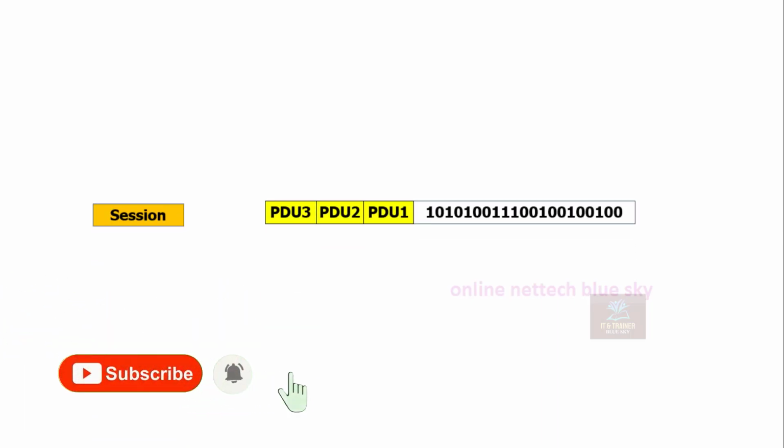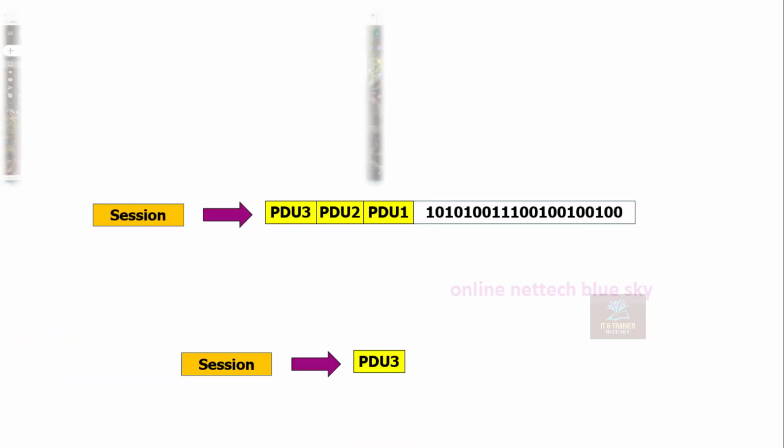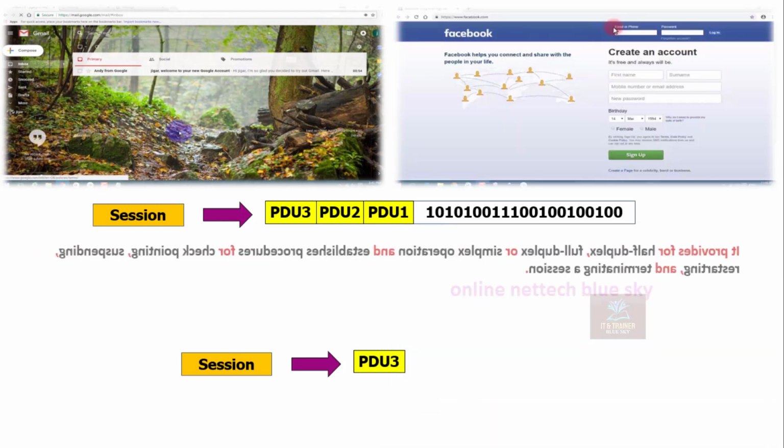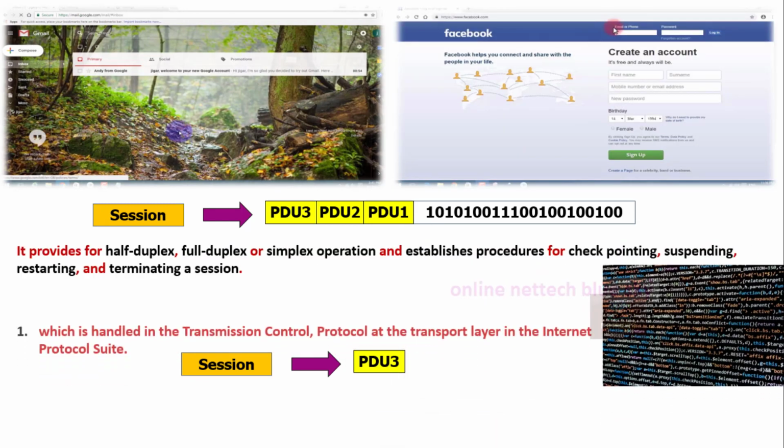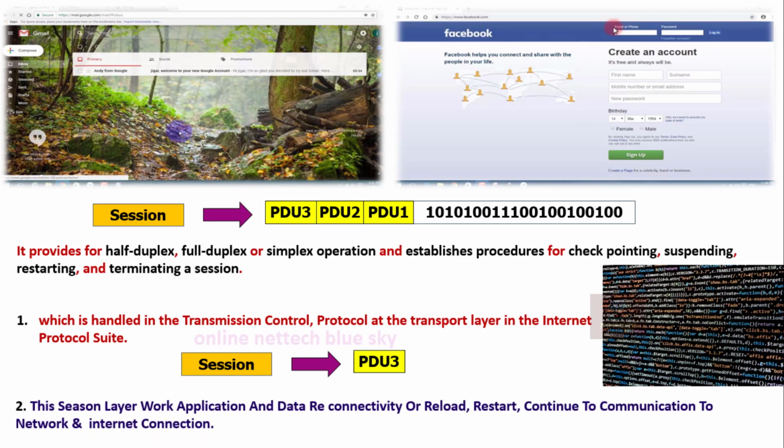So the session layer is very important for data transferring, watching and surfing, in different types of code for reloading, restarting, and continuing communication to the network and internet connection.